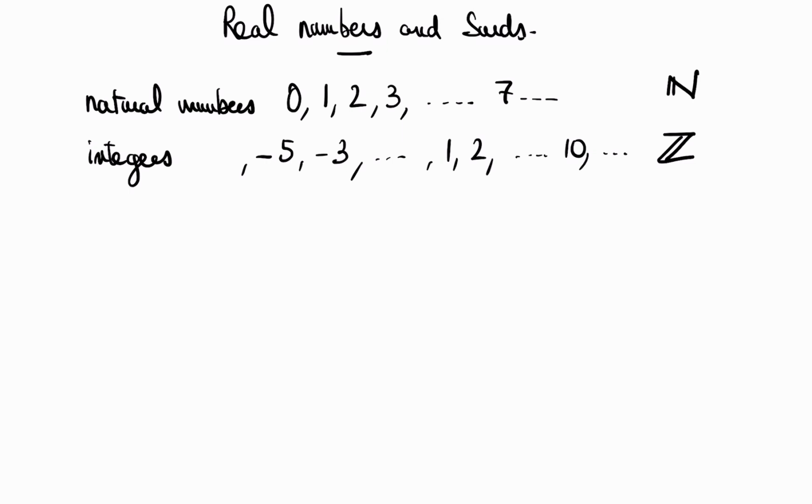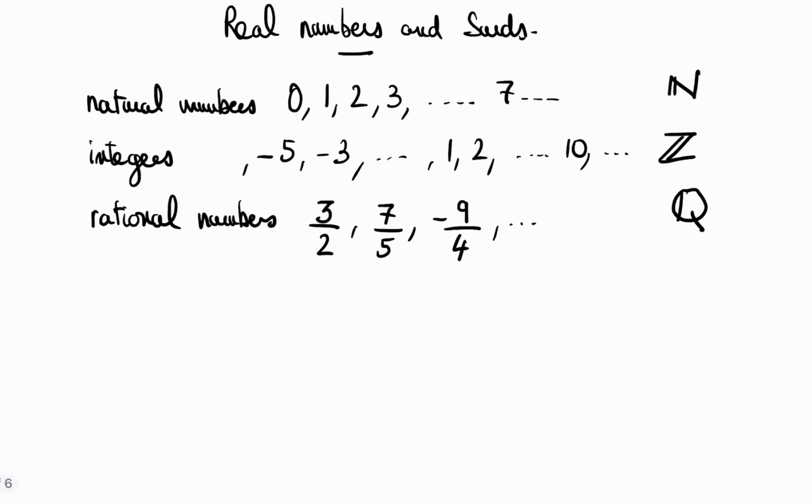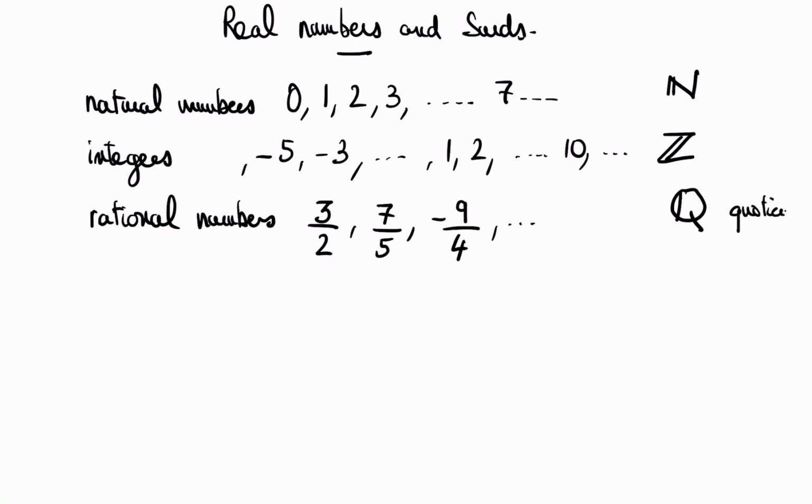Then we have what's called the rational numbers. These are numbers such as, for example, 3/2, or 7/5, and then the negative ones as well, minus 9/4, and so on. The set of rational numbers is called Q for quotient. Now, obviously, N is for natural. Z, well, I think it's from some German word.